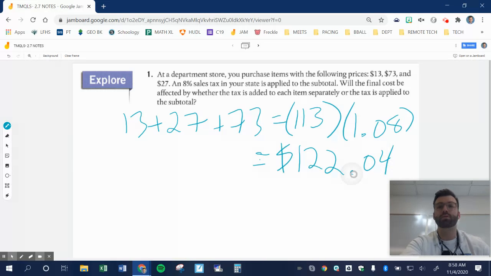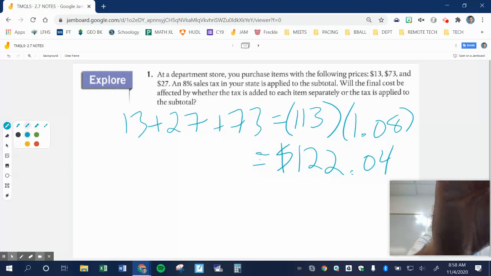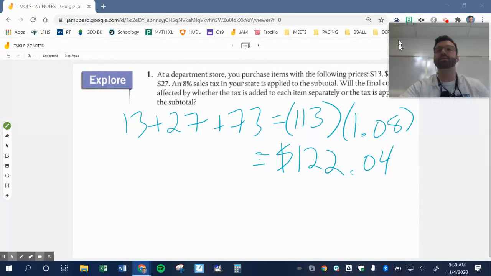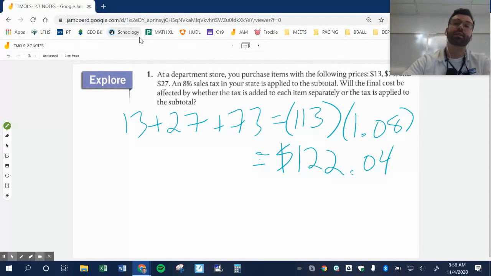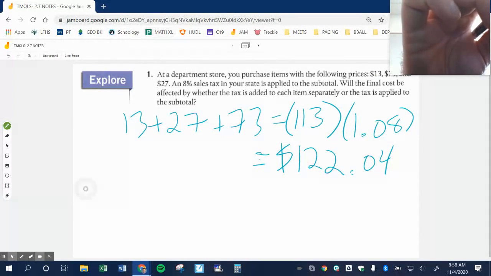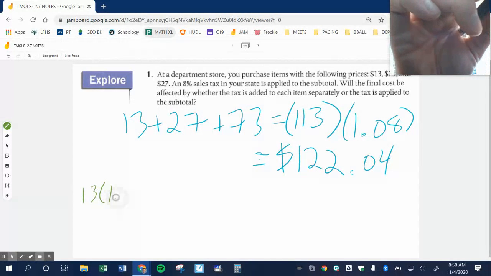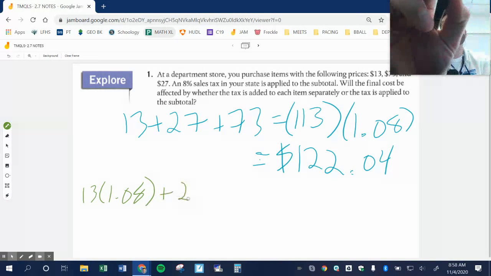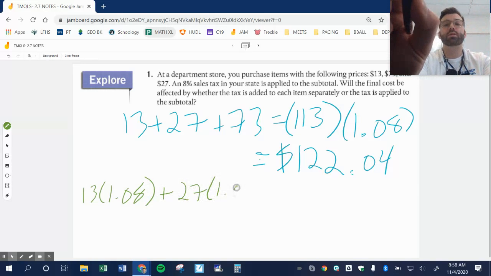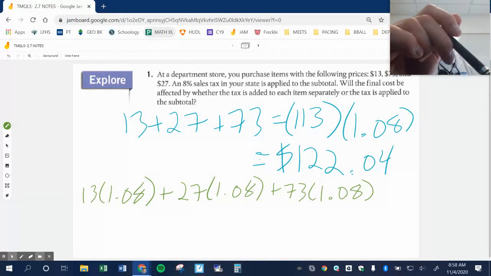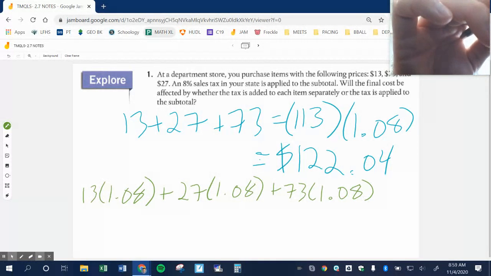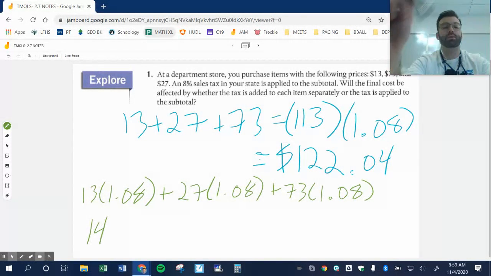If I do that, I get about 122.04. All right, so the second part of the question, I'm going to do this in a different color here. It asks us to tax each little item individually and then find the total. So what they're saying is do 13 times 1.08 plus 27 times 1.08 plus 73 times 1.08 and add those up. Give it a shot, add those up. Let's see what happens.